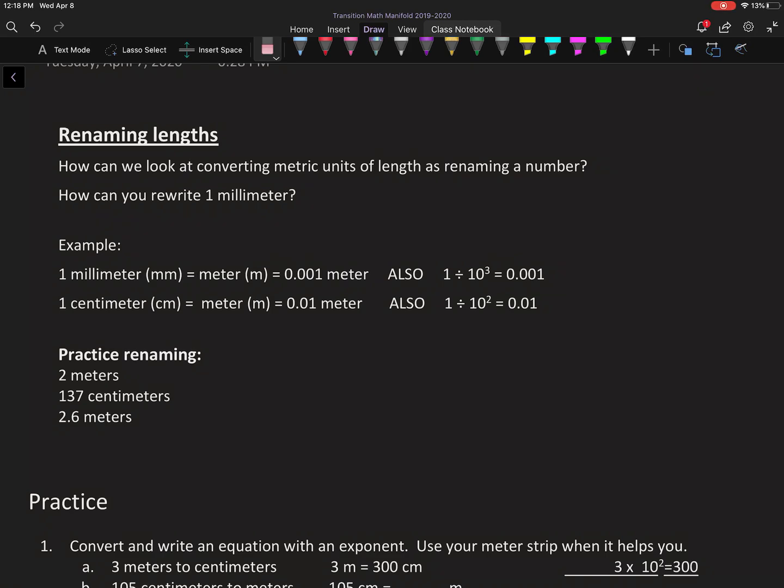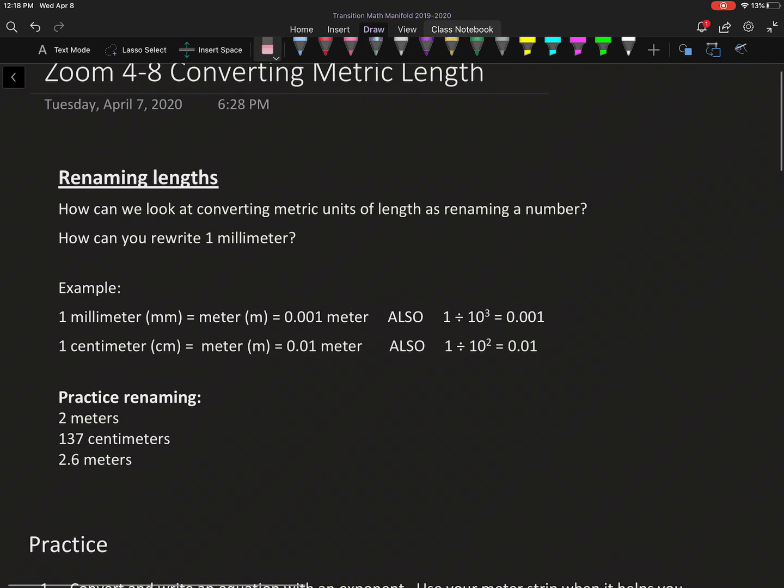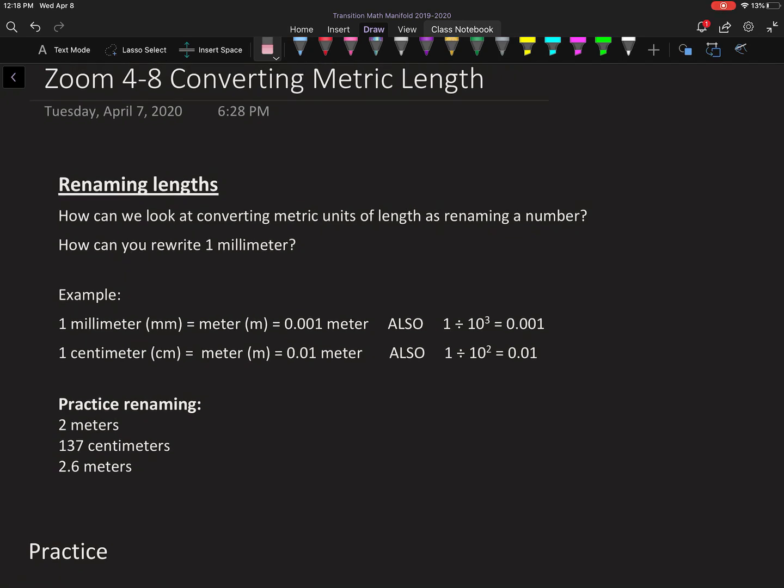Hi, ladies and gentlemen. So let's go ahead, and I am just recording what was supposed to be our Zoom live lesson. It just didn't work out how I had thought it would in my brain, and we live and we learn, and we're moving forward.